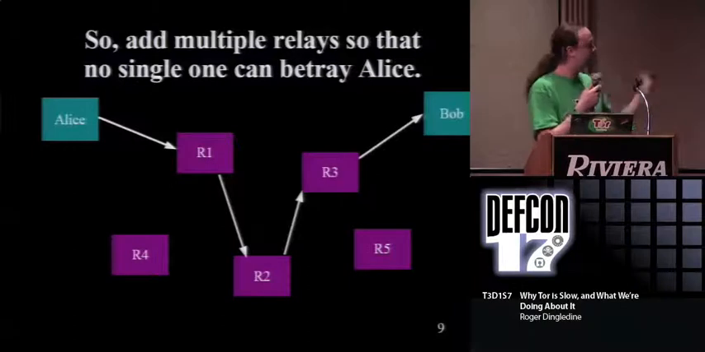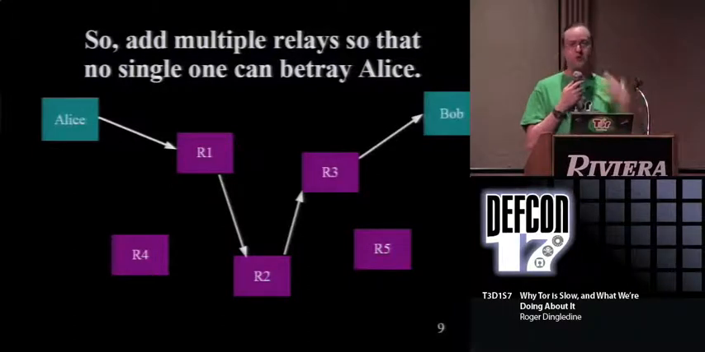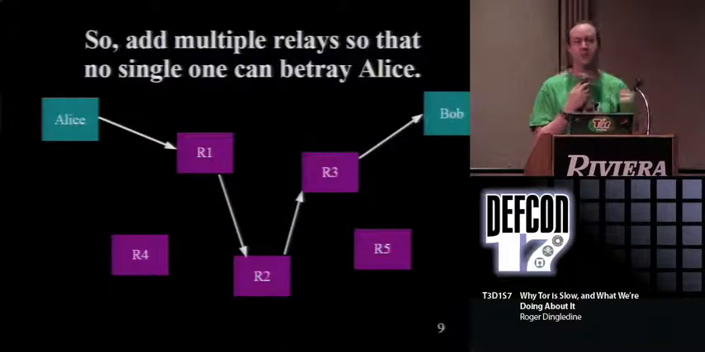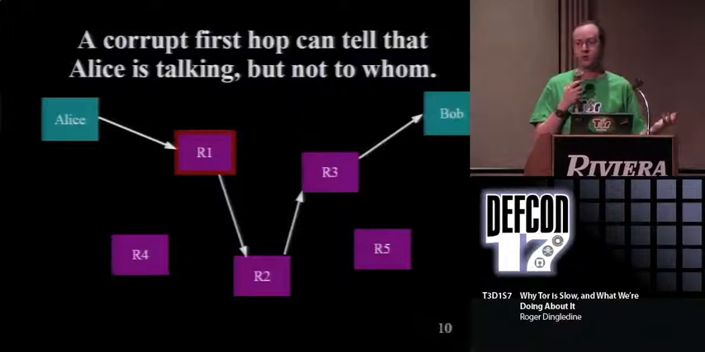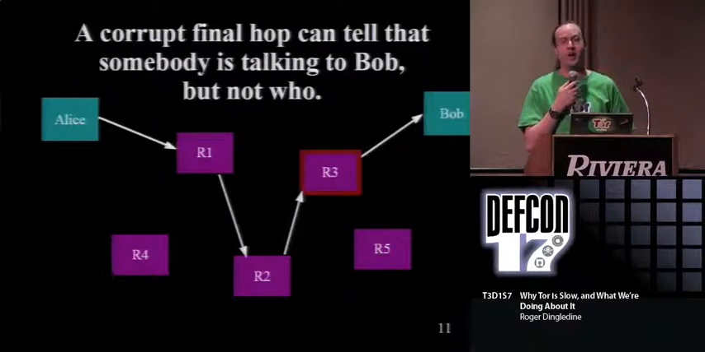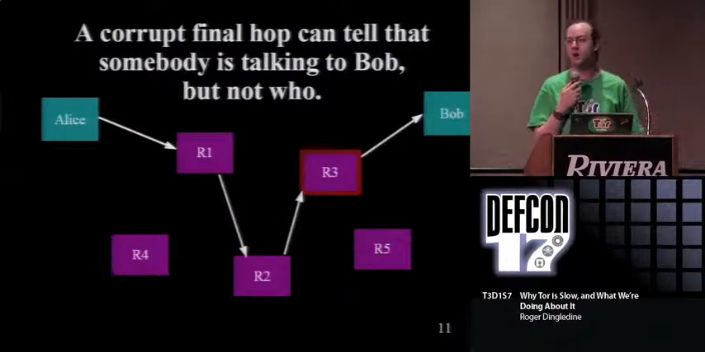The idea is since we're routing the traffic over more than one relay, over more than one hop, then no single relay in the network gets to learn about both Alice and Bob, gets to learn that this Alice is looking at this website. So if R1 is bad, then he knows that Alice is using Tor, he just doesn't know what she's doing. And if R3 is bad, he knows that somebody is talking to Bob, but he doesn't know who. And if they're both bad, then we're screwed. See last year's talk for why.